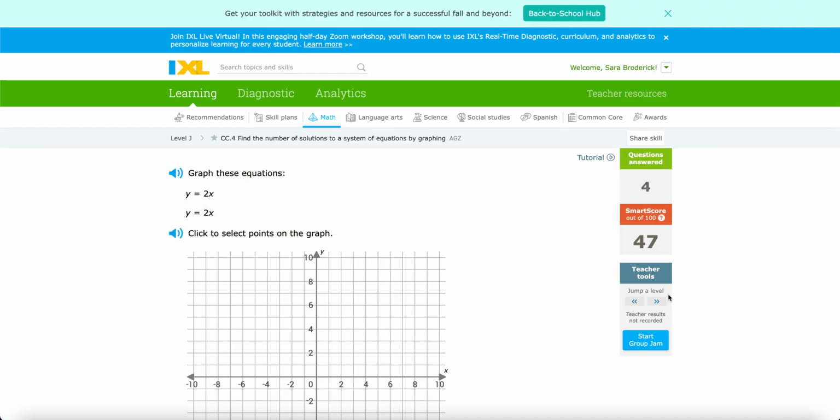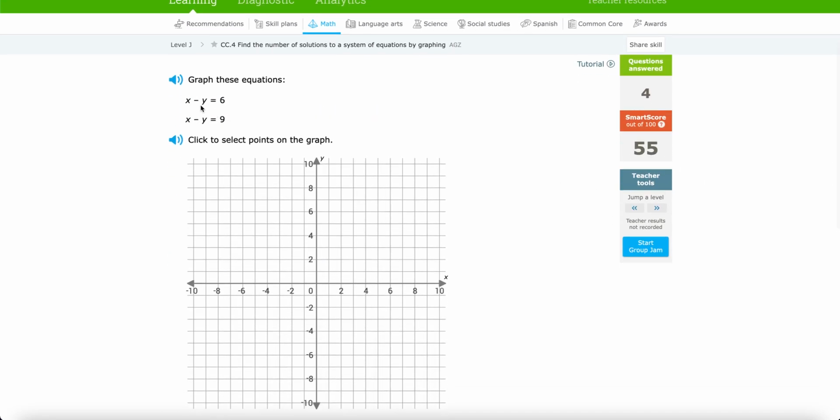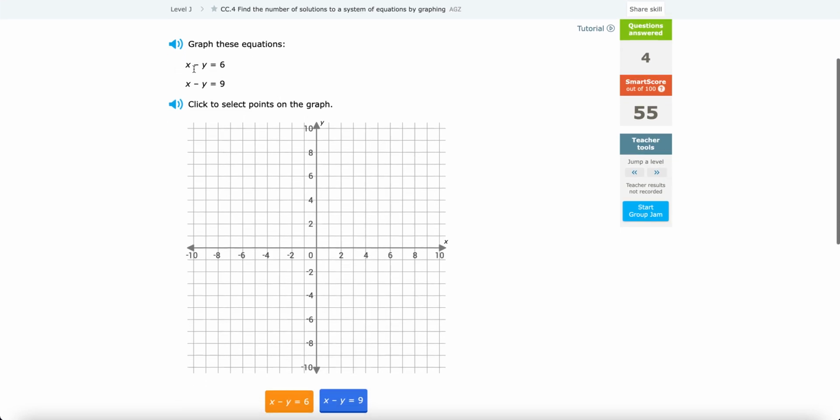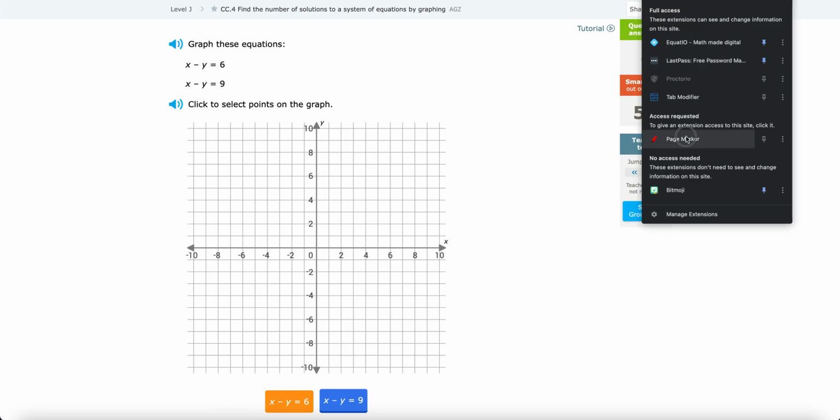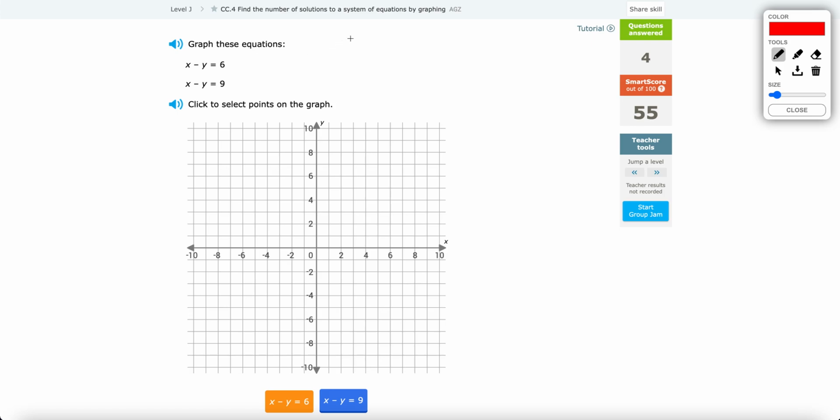Now, when you get up to a little bit of a higher level, you're going to get to equations like this. These are in standard form. You have two options when you graph in standard form. One is to use the intercepts and graph the lines, plugging in 0 for x to get the y-intercept, and plugging in 0 for y to get the x-intercept. The other option is to rearrange these into slope-intercept form.